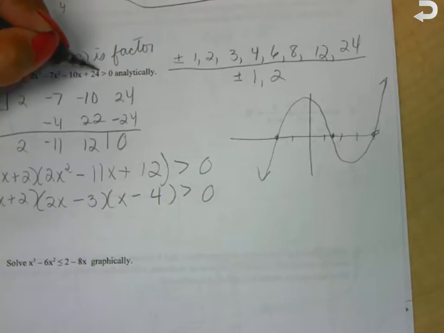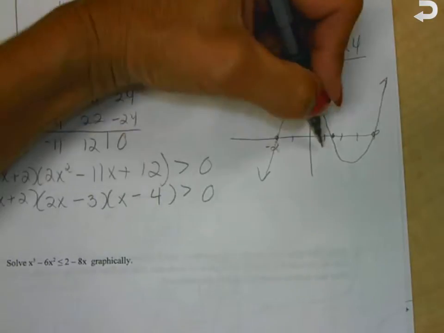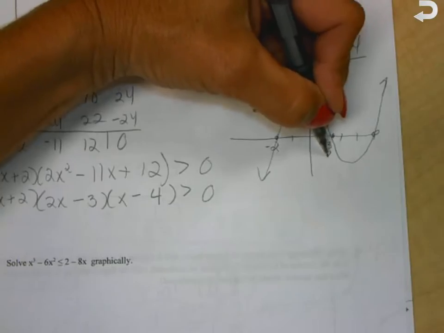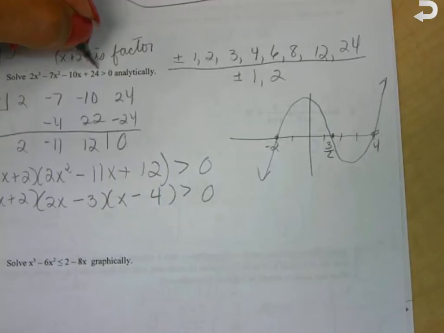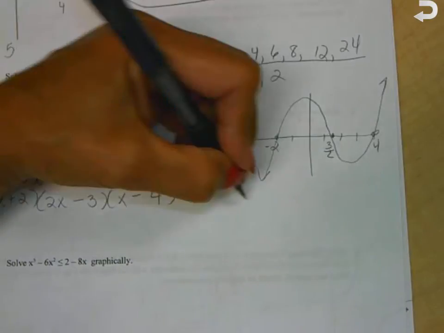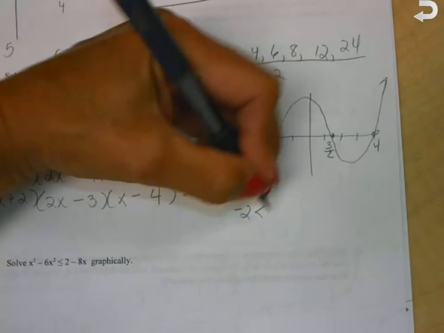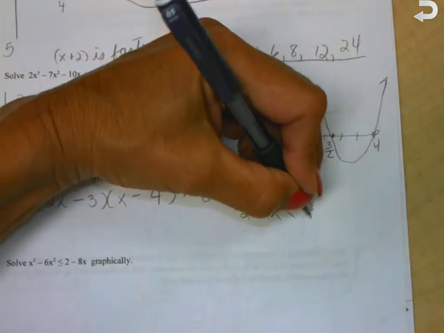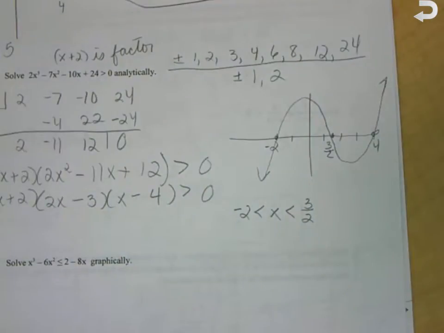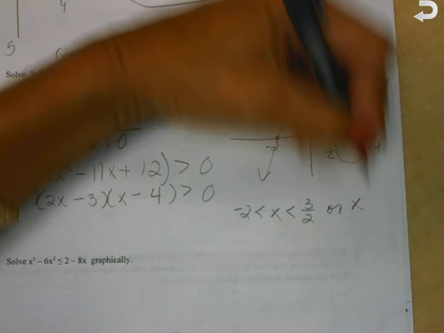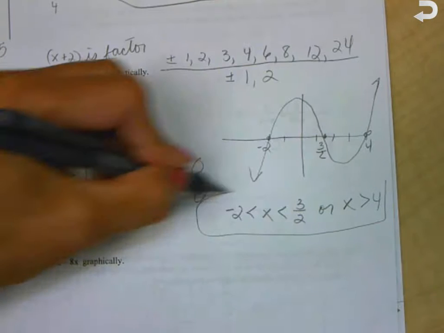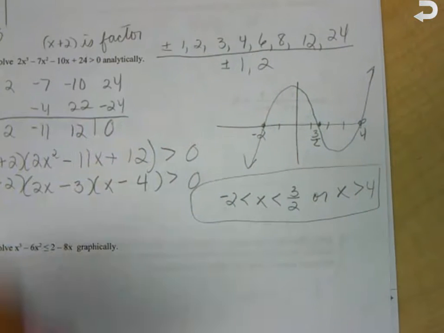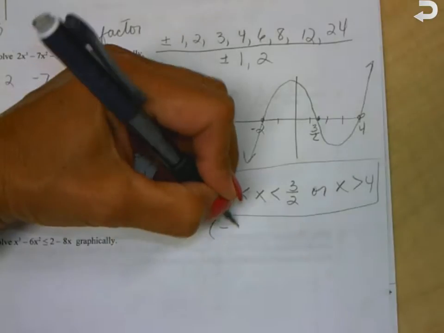Now I look back at my inequality. On my inequality, I need to determine where my graph is positive. I have to tell what x values cause my graph to be positive. I know that the zeros occur at -2, at 3/2, and at 4. So I can see that I will satisfy the condition for this inequality for it to be positive if x is between -2 and 3/2, or if x is greater than 4. So those are my solutions.